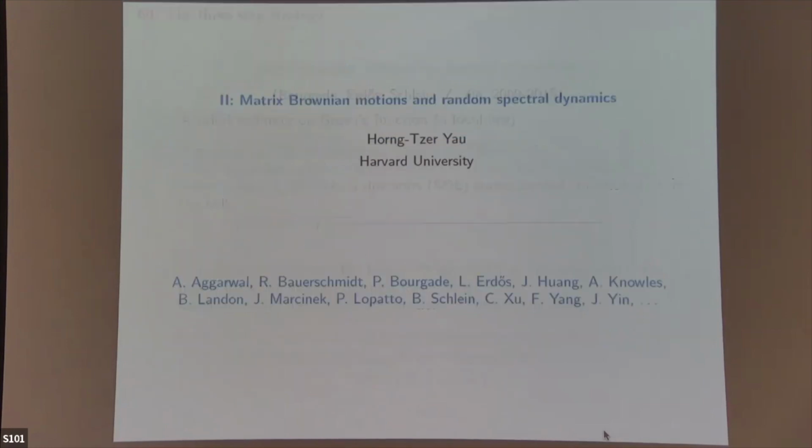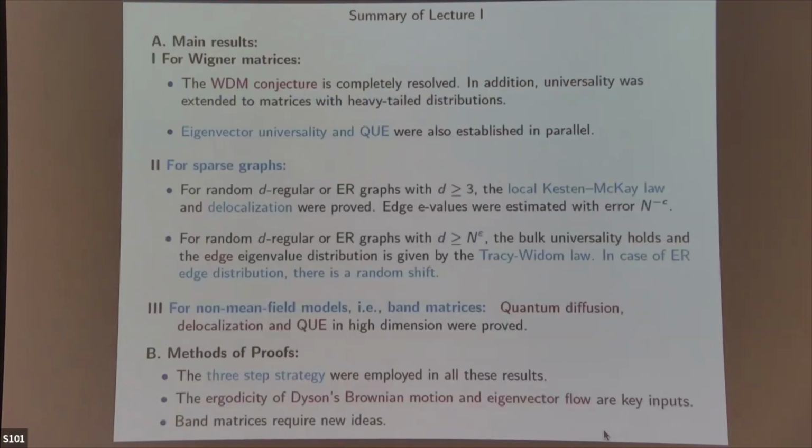So now this is a summary of the first lecture, and I mentioned some main results, so I'm not going to repeat them, for the Wigner matrices, for sparse graphs, and for the band matrices. And then about the method of proof, I didn't really have time to do anything, so today I will start with the method of proof.